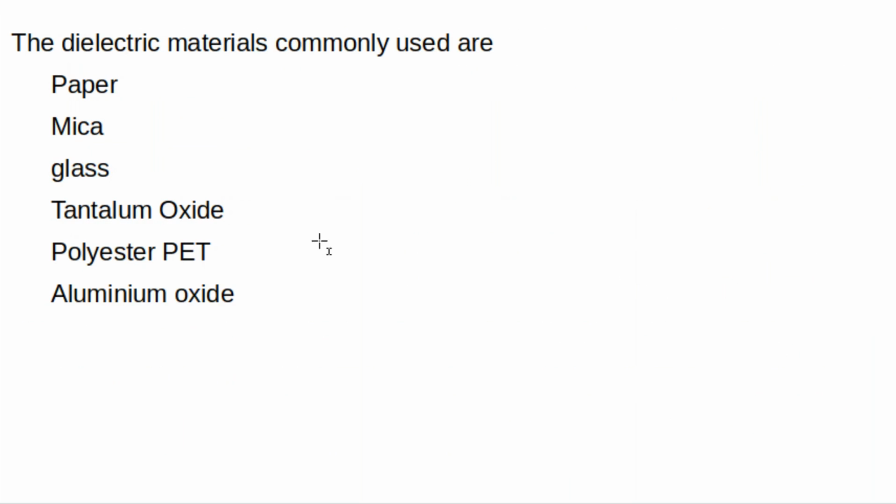And here are a few examples of dielectric materials which are commonly used for capacitors. These materials have different dielectric constants or dielectric permittivity. The examples are paper, mica, glass, tantalum oxide, polyester, and aluminum oxide. These are commonly used dielectric materials.